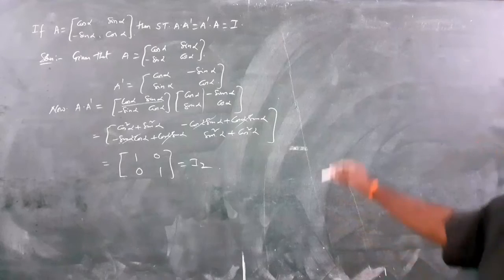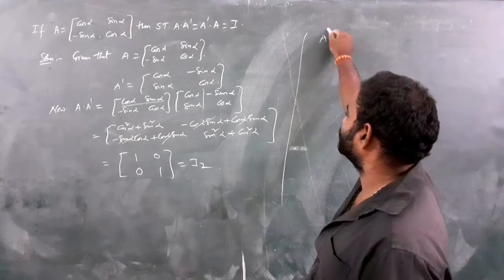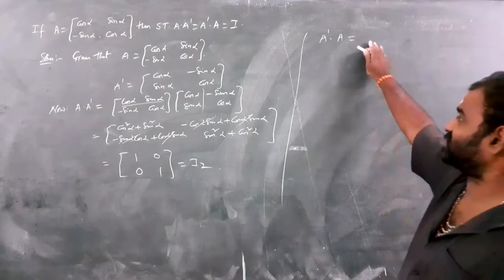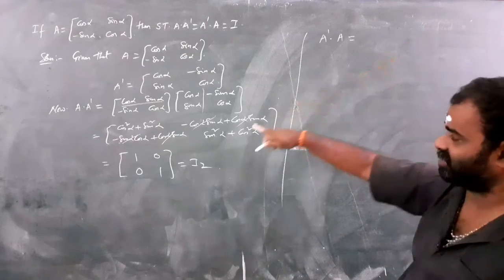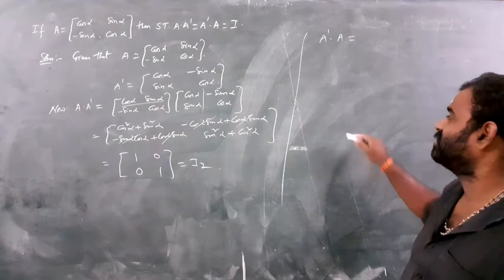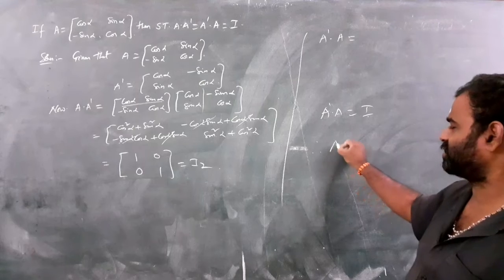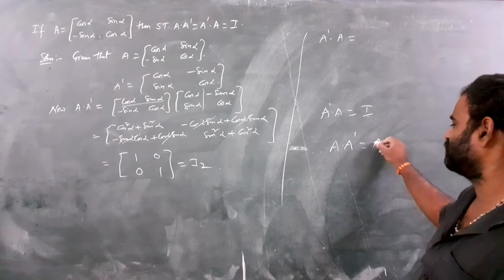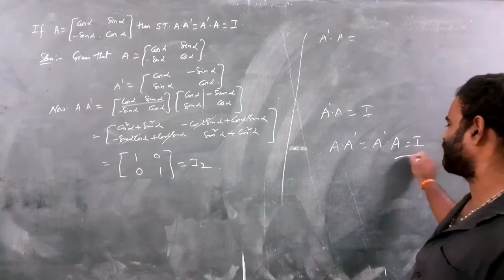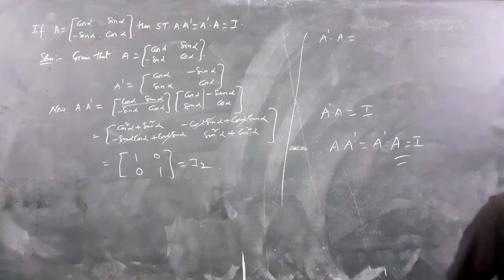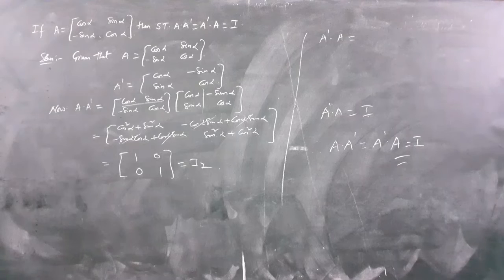Okay, and in the same way you have to multiply A dash into A. So you put A dash here and A here, then you multiply. Then in the same way you will get 1 0 0 1. So A dash into A is also equal to I. Therefore you have to write it as A into A dash equal to A dash into A equal to I, like this. Understand? So you have to multiply A dash into A also. Okay? This is the problem. Very simple problem.